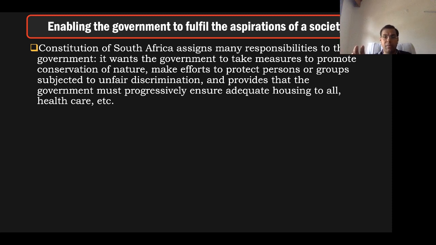It wants the government to take measures to promote the conservation of nature, make efforts to protect persons or groups subjected to unfair discrimination, and provides that the government must progressively ensure adequate housing to all, healthcare, etc. All of these things. So why are we studying the South African Constitution? It's an example, a reference to a country where the Constitution has empowered the government to look after the aspirations of the society, which I told you are written in the form of DPSPs in the Constitution of India, the Directive Principles of State Policy.